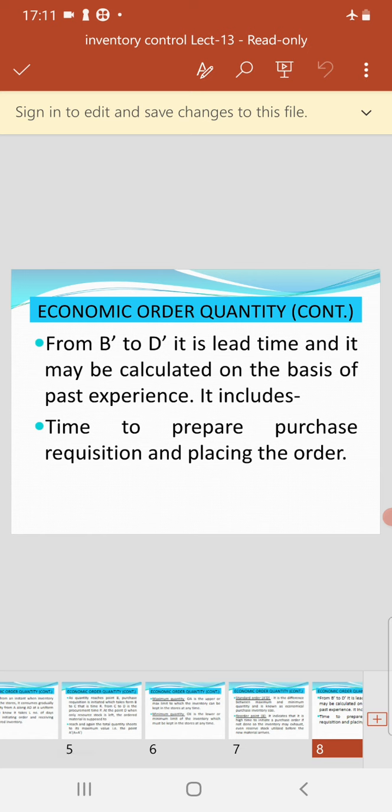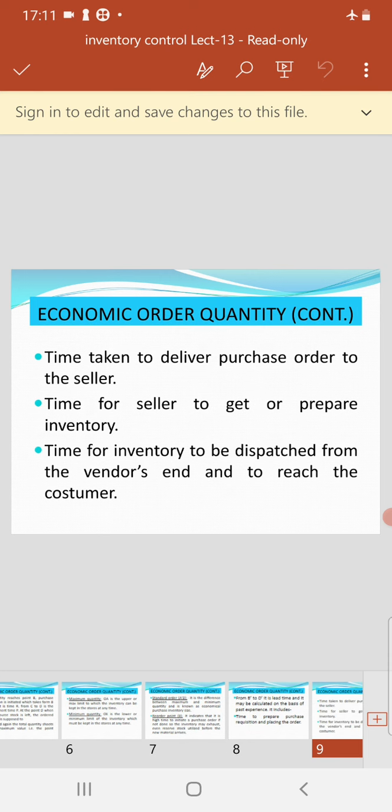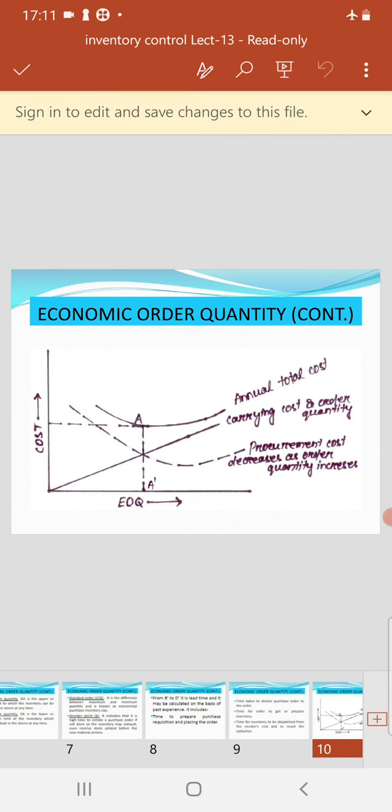So from B dash to D dash, it is the lead time, and it may be calculated on the basis of past experience. It includes time to prepare the purchase requisition and place the order, and the time taken to deliver the purchase order to the seller. Time for the seller to get or prepare inventory. Time for inventory to be dispatched from the vendor's end and to reach the customer. So all these will be calculated and the reorder level will be finalized.